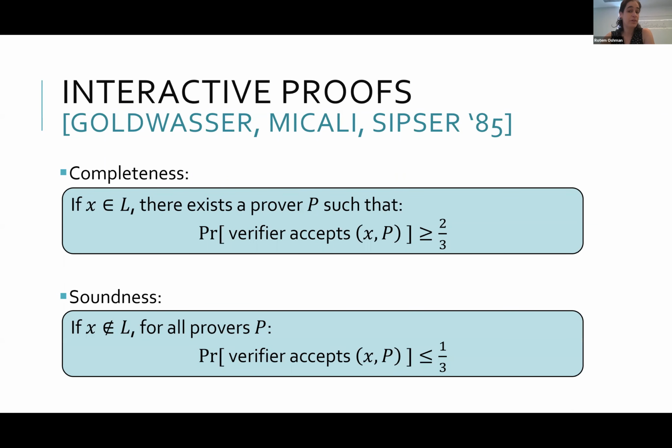The other criterion is soundness. If the instance is not in the language, then nobody should be able to convince me that it is in the language. So for all provers, when I interact with the prover, the probability that I actually become convinced is at most 1/3. And again, 1/3 is somewhat arbitrary here as a threshold. So these are interactive proofs.